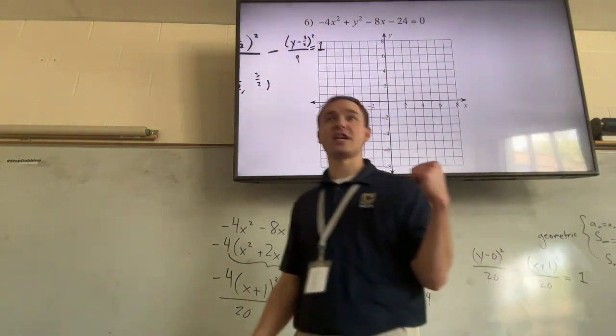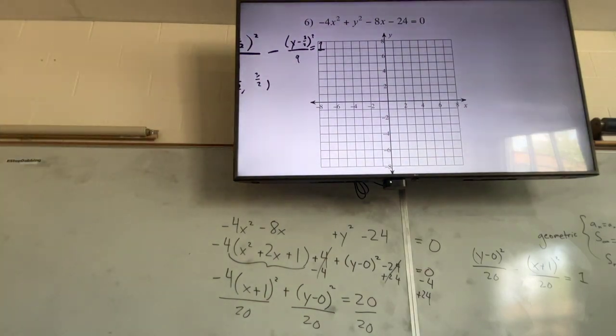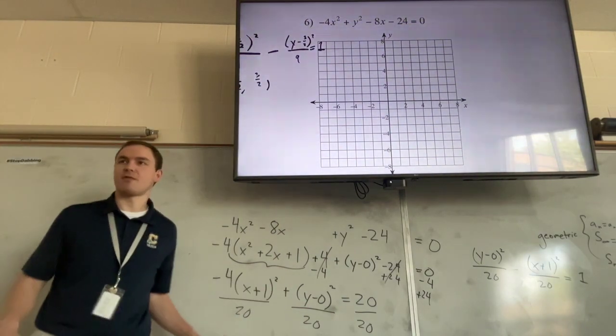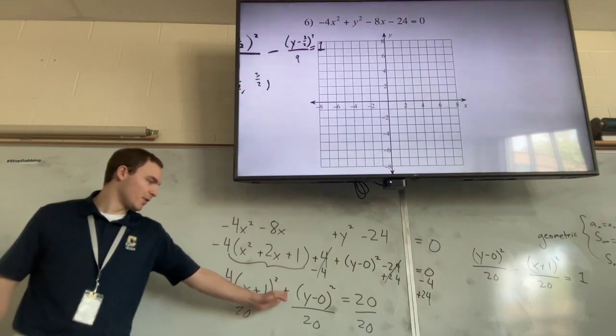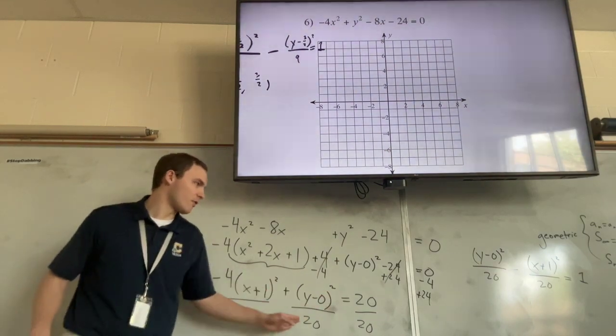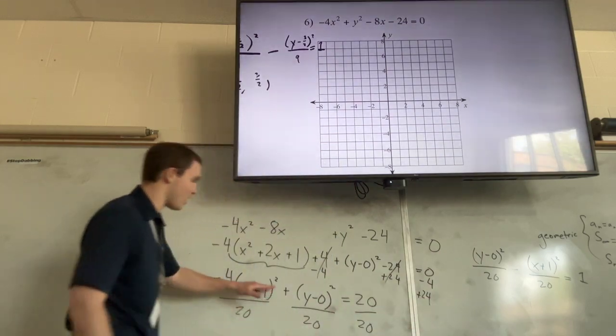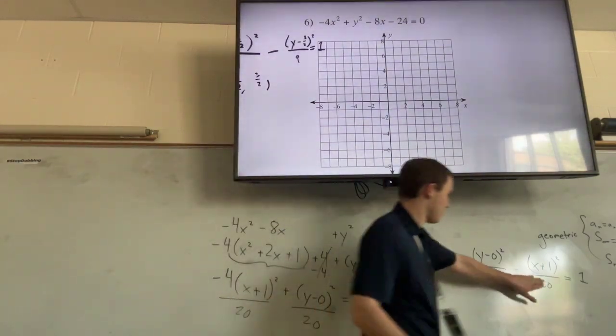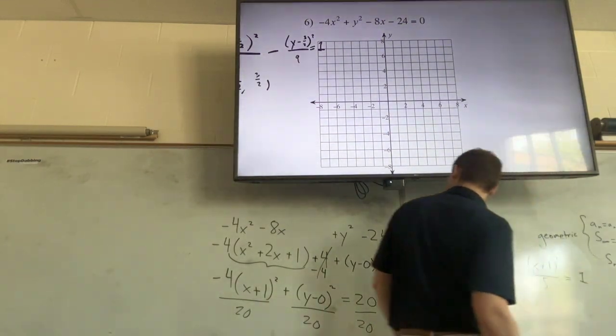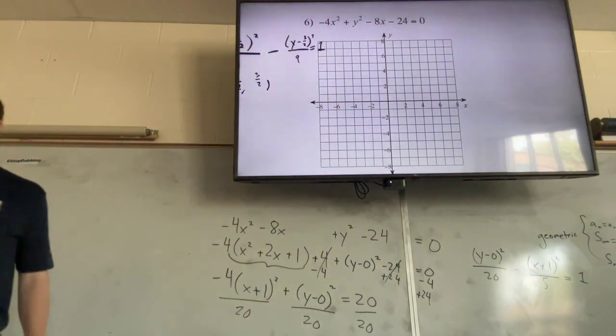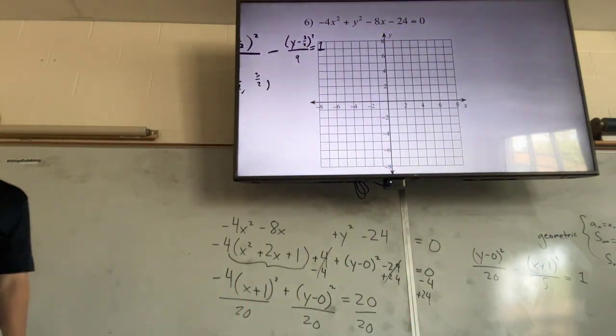There you go. That's my final standard form. Any questions? Why'd you switch to y? Oh, I just wrote them in a different order. So I just wrote this term first. I wrote plus y minus 0 squared over 20. And then I wrote this one. You want x plus 1 squared over 20? You always want the plus first. Yeah, put the plus first. It'll be easier for you guys.